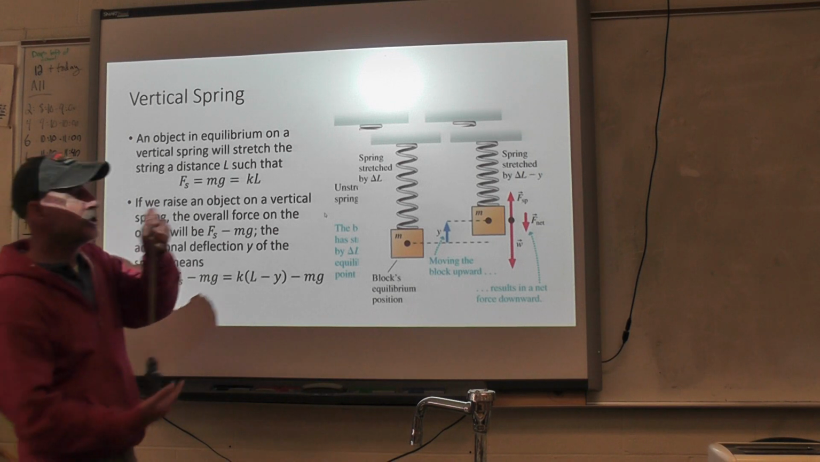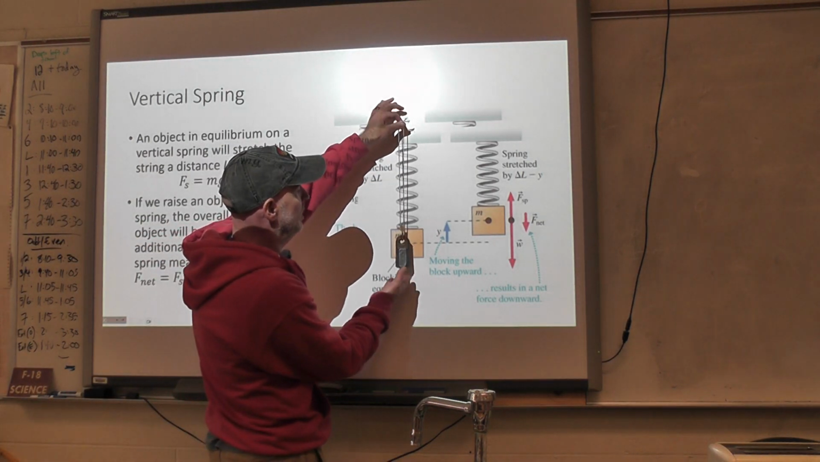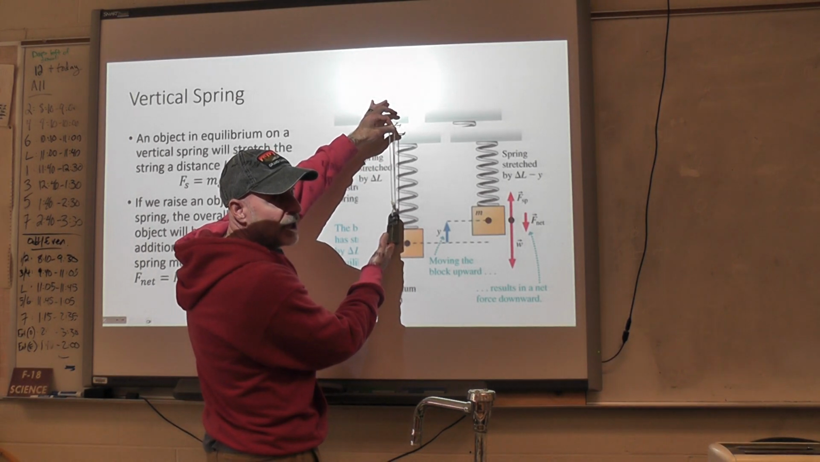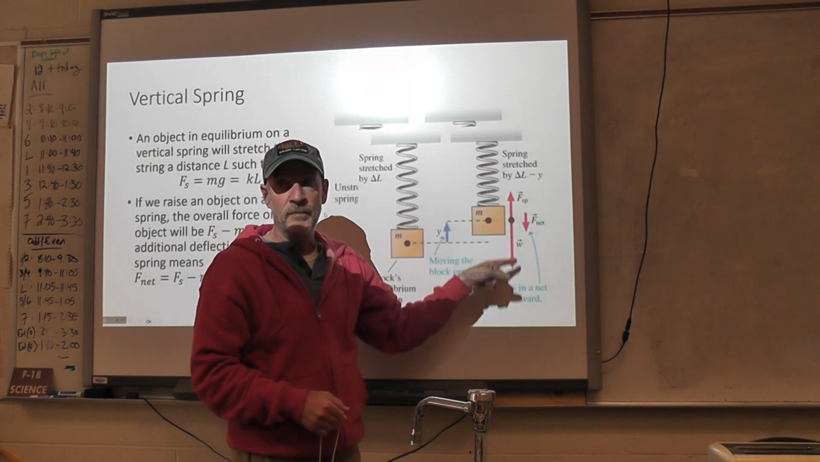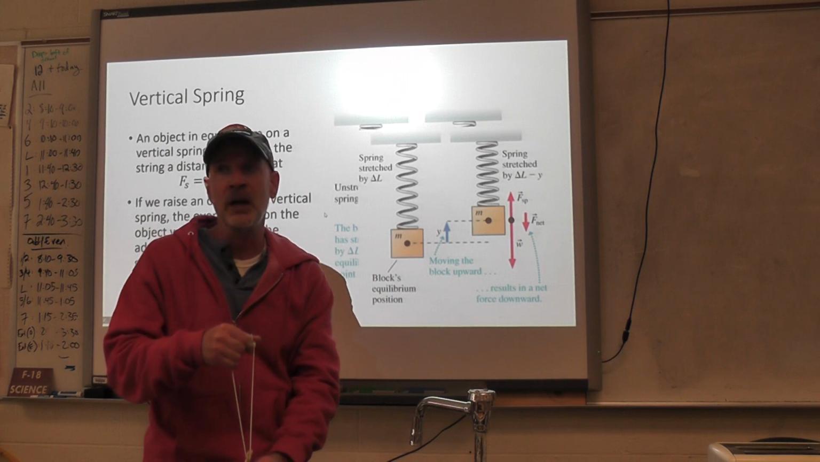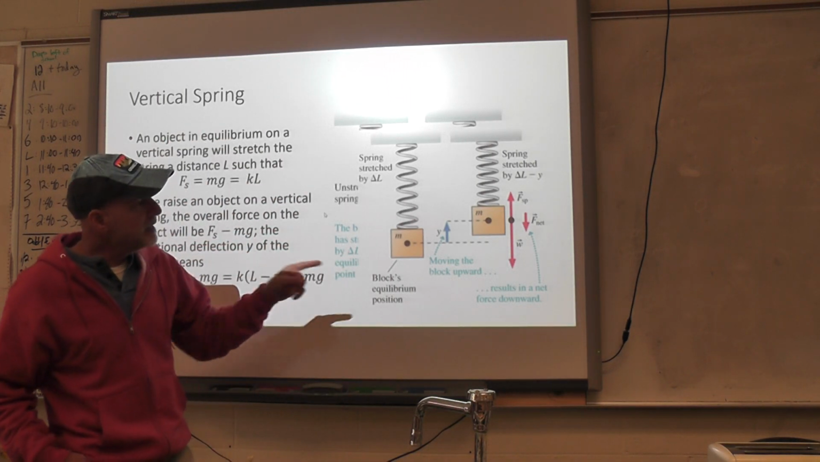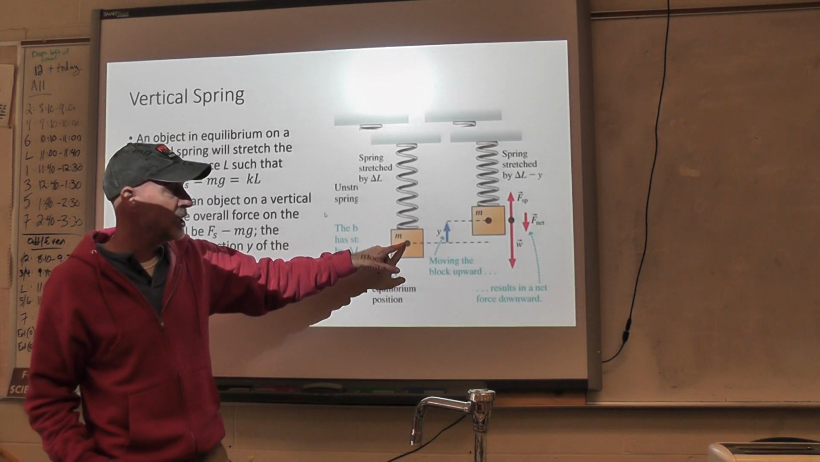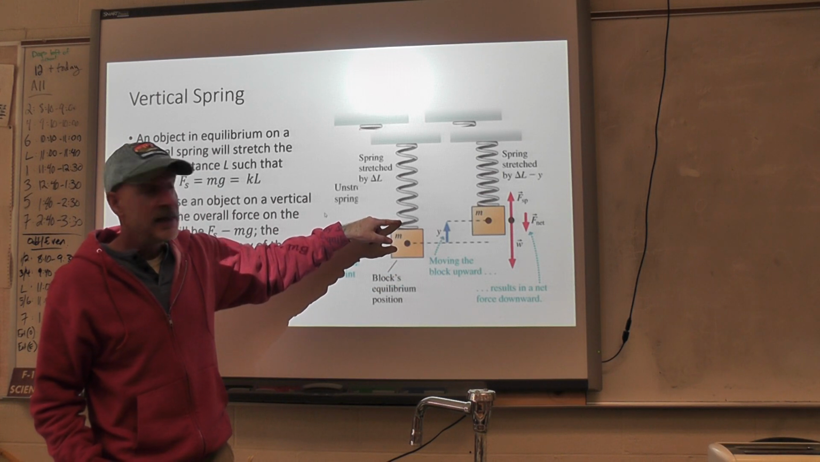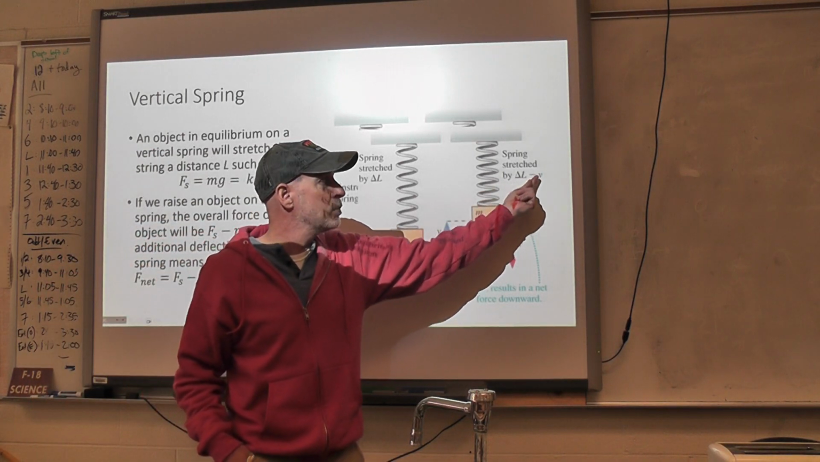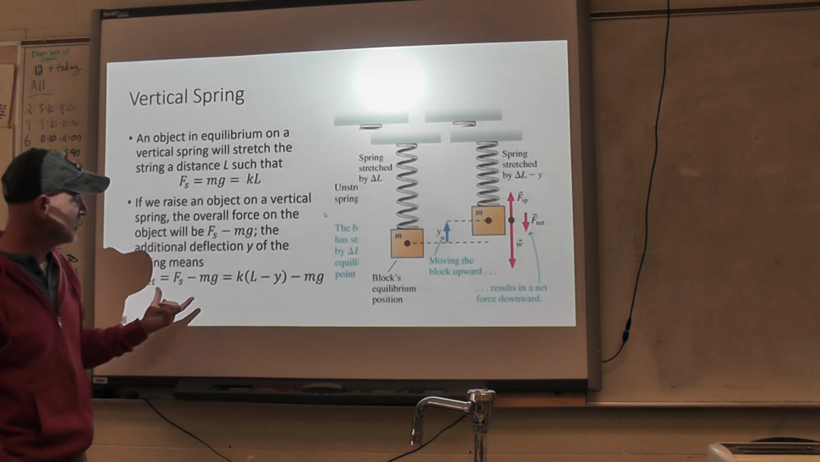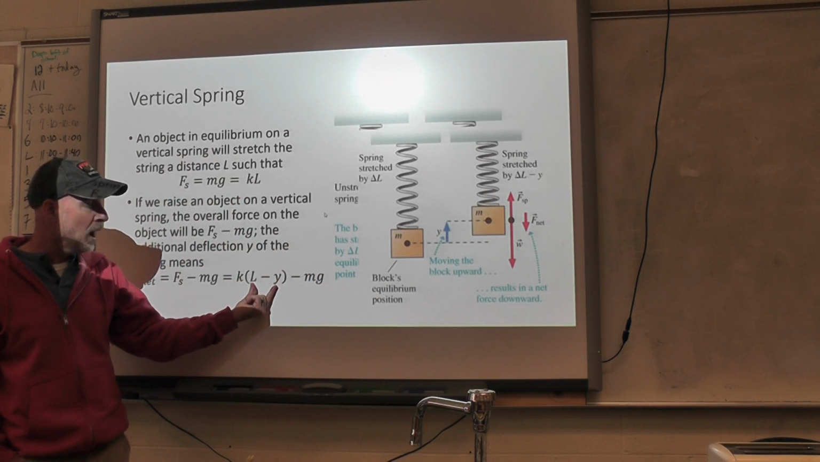If we then push this object up, so here's my equilibrium position. If I push it up, I am decreasing the force from the spring. The force from gravity is the same. So I've dropped the force from the spring. How much is the spring pushing on it now? Well, if I think about where it was at position L, and if I lift it up y from there, then the new position is L minus y. And that position times k will tell me the force from the spring. So the new force from the spring is k times (L minus y).